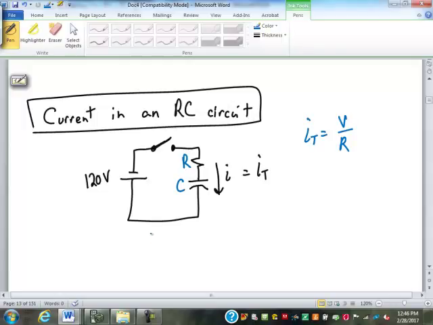And when we deal with a circuit like that, we have something called the time constant. The time constant for an RC circuit is R times C, resistance times the capacitance.